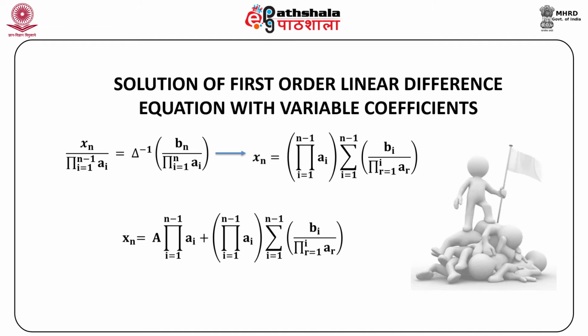Now the general solution of 3 is the sum of the solution to the homogeneous equation and the particular solution, that is xn = a times the product from i = 1 to n-1 of ai plus the product from i = 1 to n-1 of ai into the summation from i = 1 to n-1 of bi over the product from r = 1 to i of ar, which is equation 5.